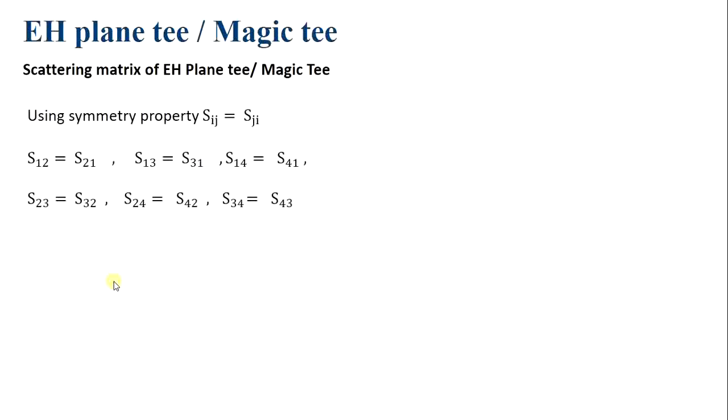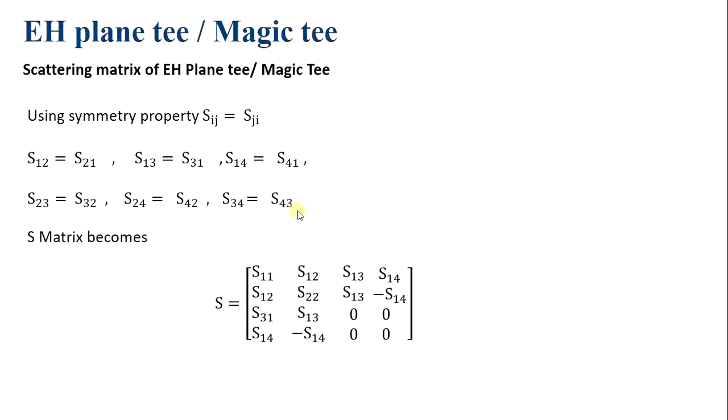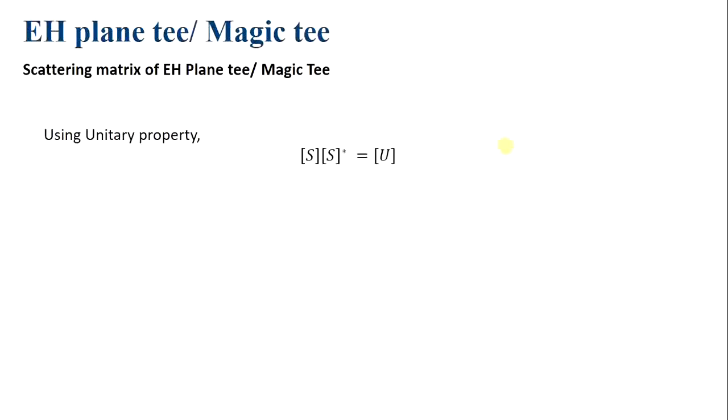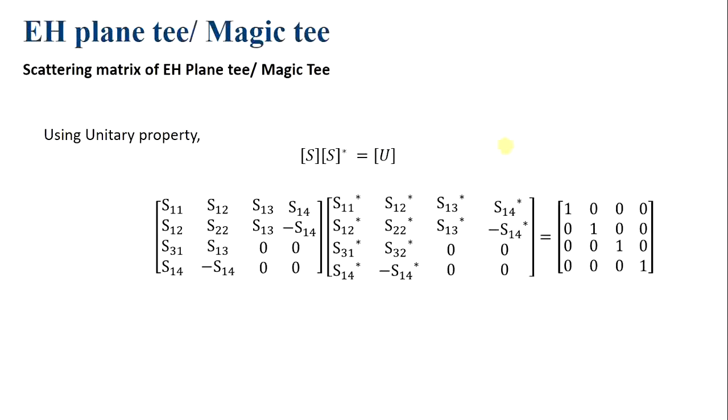Using the symmetry property, we know Sij equal to Sji, we can write S12 equal to S21, S13 equal to S31, S14 equal to S41, S23 equal to S32, S24 equal to S42, and S34 equal to S43. So now after putting all these values, we get this S matrix. So now using the unitary property, that is the S matrix into S matrix conjugate equal to the unitary matrix, and putting those S matrix, S conjugate and the unitary matrix, we get this.